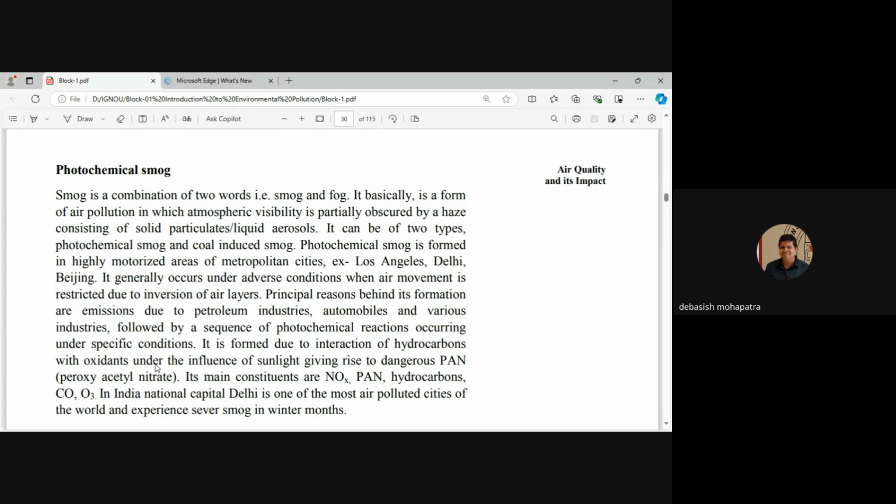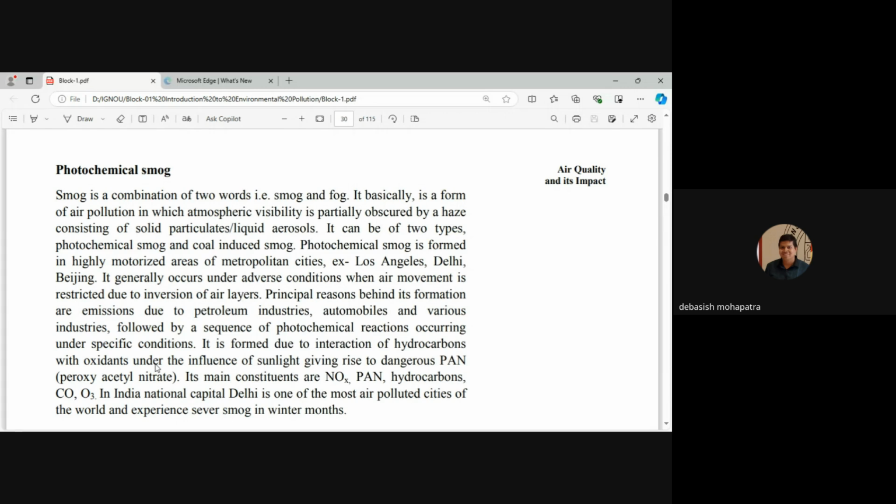It can be of two types, photochemical smog and coal-induced smog. Photochemical smog is formed in highly motorized areas or metropolitan cities, for example Los Angeles, Delhi. See, I told you, Beijing. These cities form smog. It generally occurs under adverse conditions where air movement is restricted due to inversion of air layers. So when a place is surrounded by hills, there is a condition called an inverted air layer where the air is not able to move.